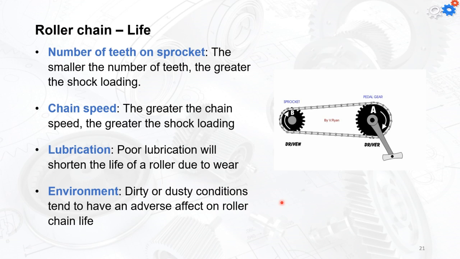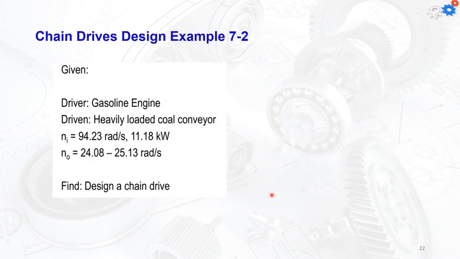So I will stop this video here, and I'm going to go back to example 7.2, which is going to be about a gasoline engine. I have this driver driving a heavily loaded coal conveyor, and the input omega is going to be 94.23 radian per second. We can calculate the RPM from that by multiplying by 30 divided by pi. And it's going to have 11.18 kilowatt. That's going to be divided by 0.75 to get the horsepower.